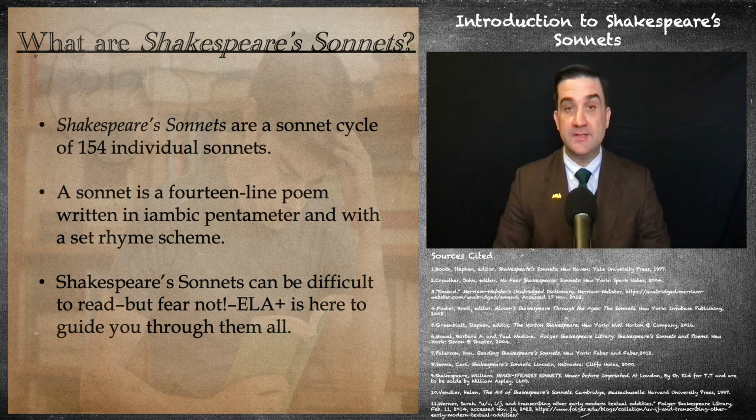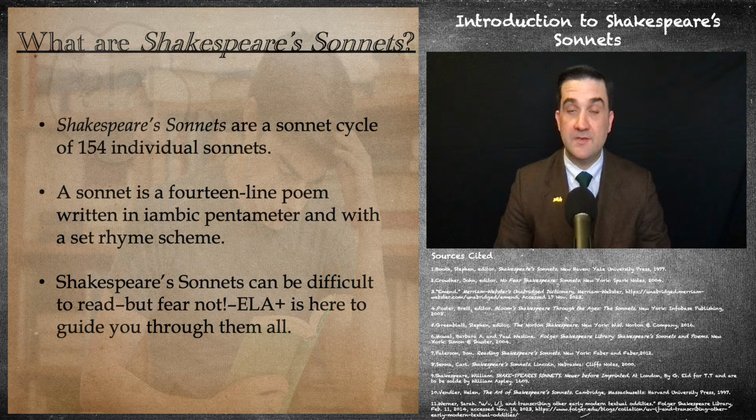For an in-depth look into what a sonnet is, please see our video lesson, Introduction to the English Sonnet. I'm going to link to that down in the description. You should check it out. But in a nutshell, a sonnet is a 14-line poem written in iambic pentameter and with a set rhyme scheme. Again, we get very deep into what a sonnet is, its history, the different formats that poets use to write it in English, and you can watch that in the video lesson, Introduction to the English Sonnet. Check it out. But for now, that's all you need to know. Shakespeare's sonnets are a sonnet cycle of 154 sonnets.